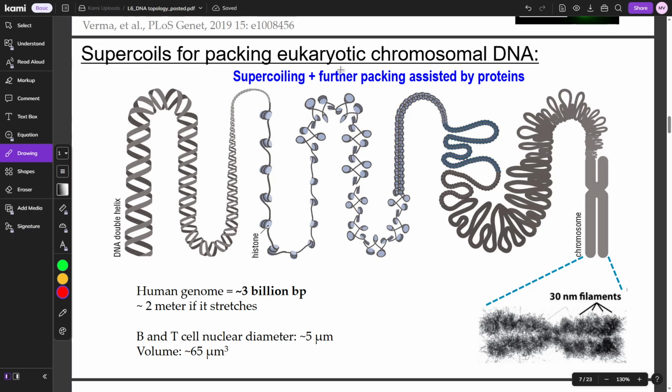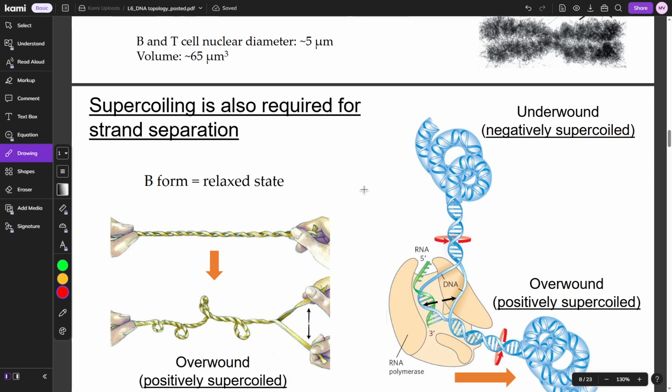Supercoils for packing, I already talked about this, right? I mean, there's also histones as well. Histones are important. When you do the supercoiling, you can add histones in there that help the supercoiling stay stuck in that way. So you can supercoil, right? And when you supercoil, if you add these histone proteins in, they actually help keep the supercoil format very stable.